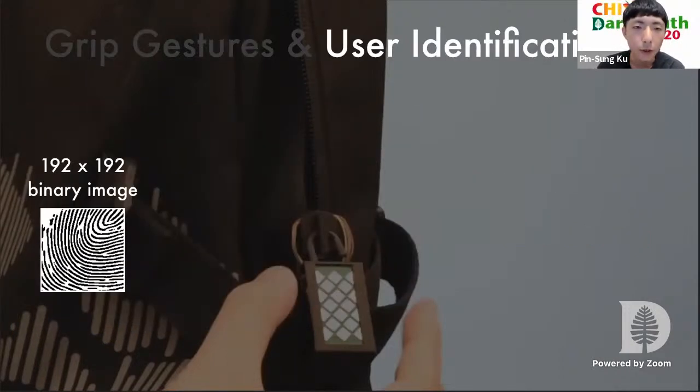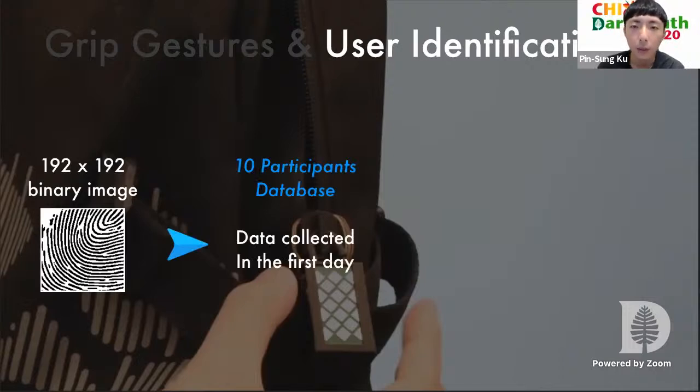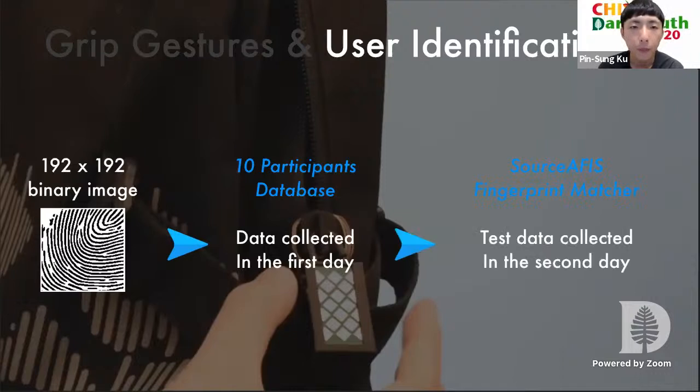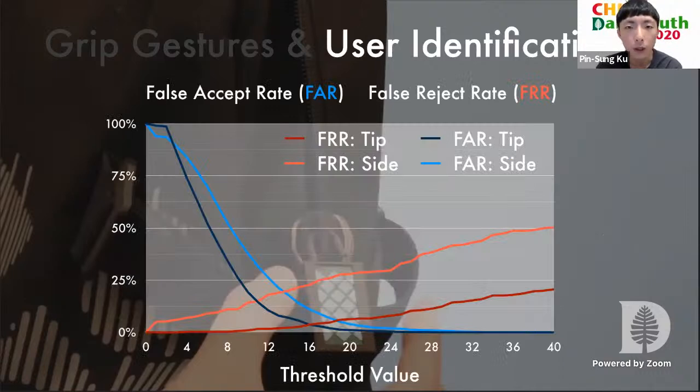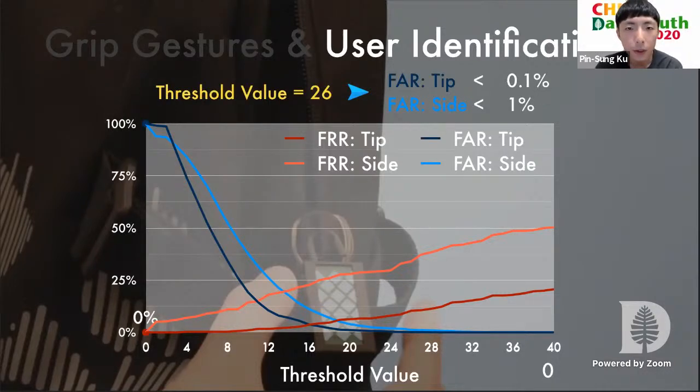For the user identification, the ground truths of the user's fingerprint were collected on the first day. We then utilized the classifier provided by an open source library, SourceAFIS, to analyze the result. Here we show the false accept rates and false reject rates against the classification threshold value defined by SourceAFIS. Depending on the choice of the classification threshold, we iterated all the possible values and chose 26 for our system. We see this setting as useful for security-related applications.